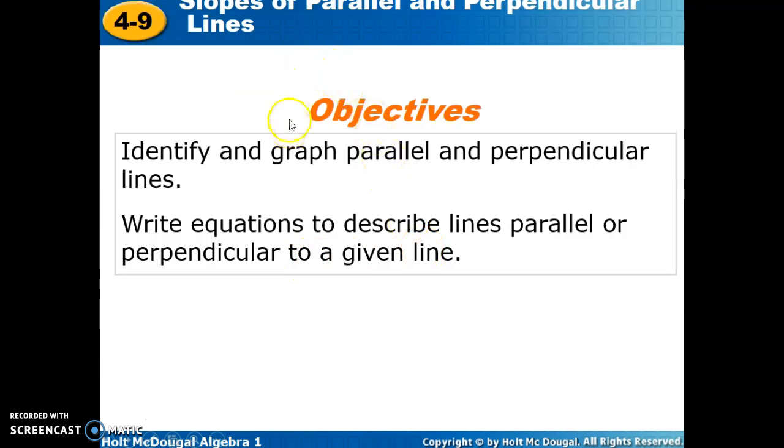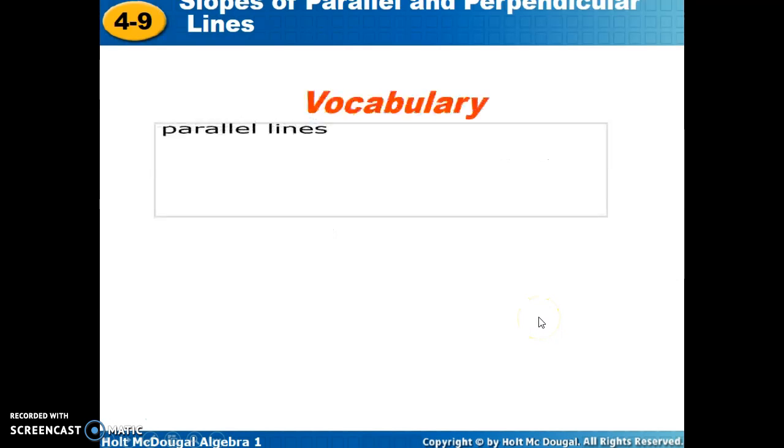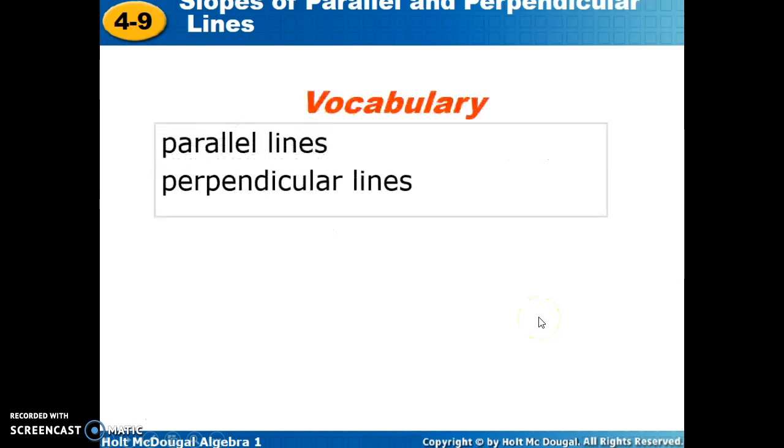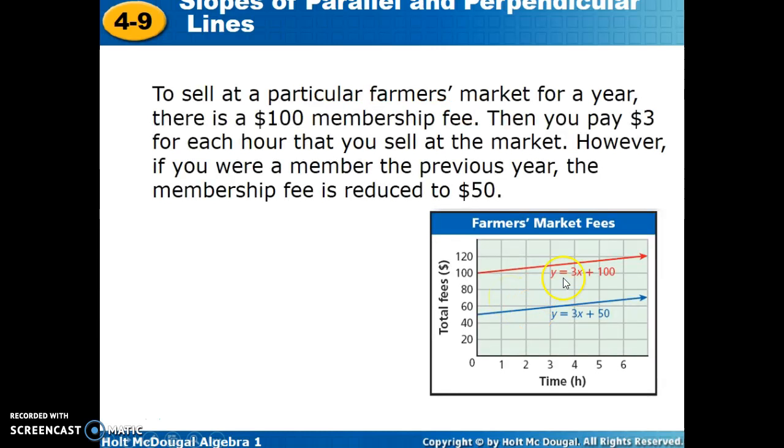So, lesson 4.9, slopes of parallel and perpendicular lines. Objectives today are to identify and graph parallel and perpendicular lines and write equations to describe lines parallel or perpendicular to a given line. Vocabulary. Let's write down a definition for parallel and perpendicular. I think you guys know, but we will reassure you that you're talking about the right thing.